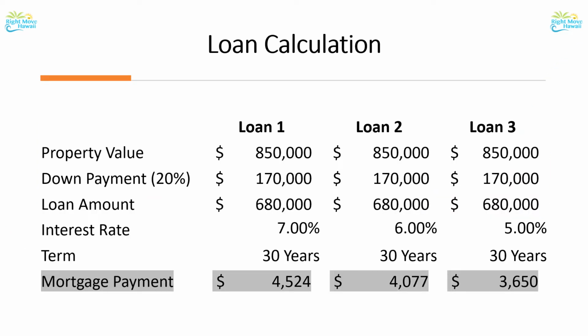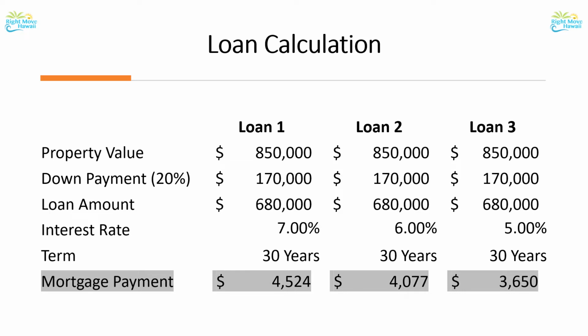On this screen, you are looking at loan calculation, and there are three different loans. The property value is $850,000 for all three loans. Down payment is 20%, and the loan amount is the same for all three loans. What's different is the interest rate. Loan 1 is 7%, loan 2 is 6%, and loan 3 is 5%. As of today, in October 2022, the average mortgage interest rate is about 7%.